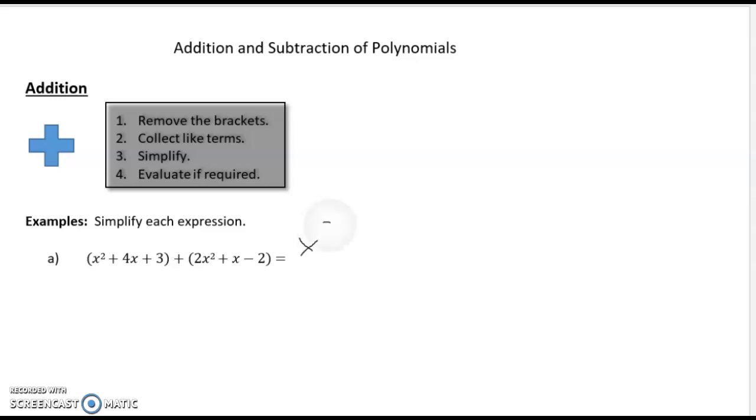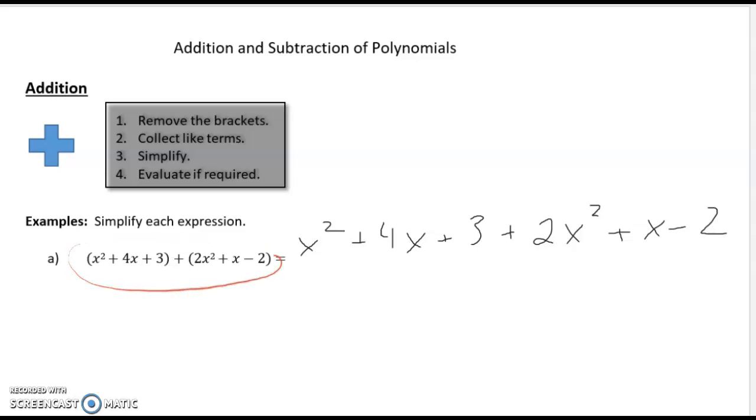So x squared plus 4x plus 3 plus, and then the second bracket, 2x squared plus x minus 2. So we're just rewriting this whole thing without the bracket. Okay, so this 2x squared, because there's no sign in front, it's a positive 2x squared, which is why I did 2x squared there. Okay, this was a positive x, negative 2.